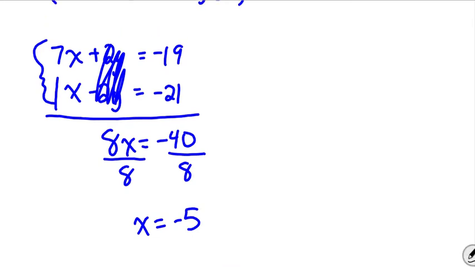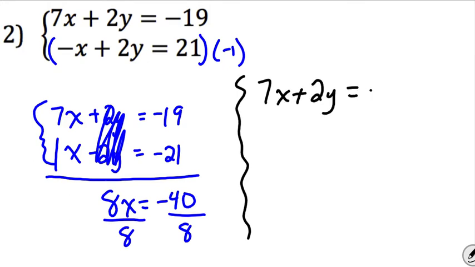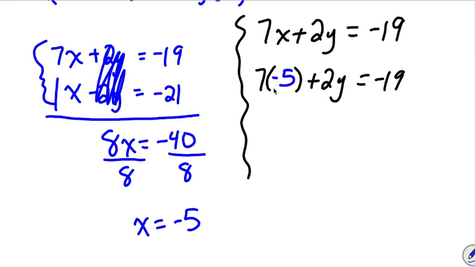Now, I want to come back to one of my originals. It does not matter which one. Take your pick. I'm going to use the top one, 7x plus 2y equals negative 19. Again, I need to know the y value. I have the x, but this needs to be a point, so I also need the y value. So I'm going to replace the x with what I know about x. I know now that x is negative 5 because I just solved for it right here. So let's keep going here.